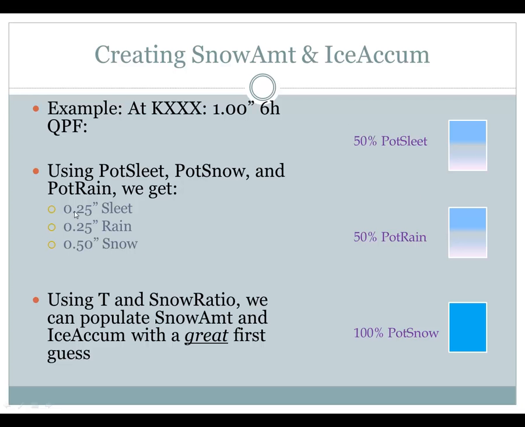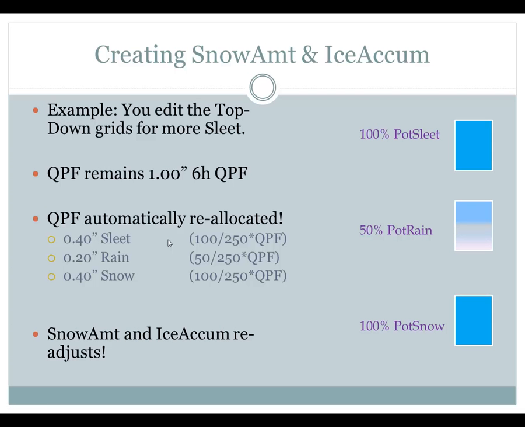And so we see the 1 inch is broken down into a quarter inch of QPF for sleet, a quarter inch of rain, and then 0.50, or a half inch, of liquid equivalent for snow. And so using the temperature, snow ratio, and sleet ratio grids, we can come up with a great first guess on snow amount and ice accumulation. In fact, using this at La Crosse, we rarely had to edit these grids once we derived them. So you would go back and edit your probabilities possibly if you didn't like the outcome, but they make some pretty outstanding ice accumulation and snow amount grids that you don't have to edit.